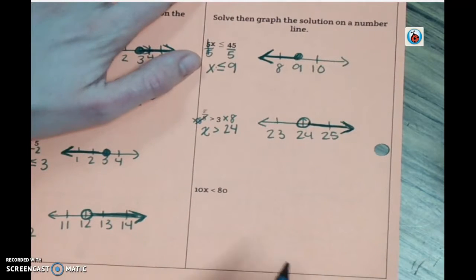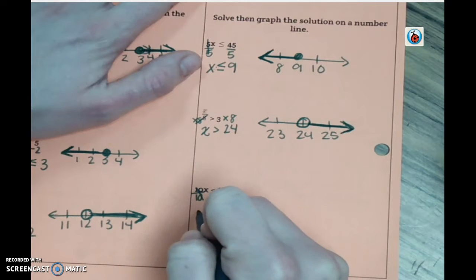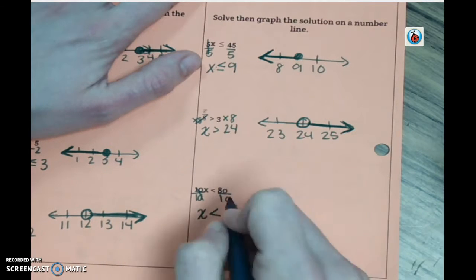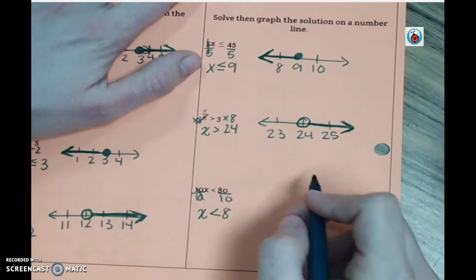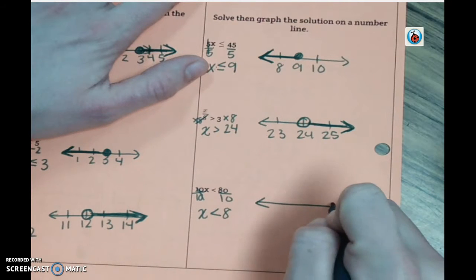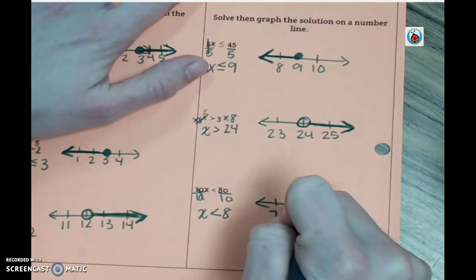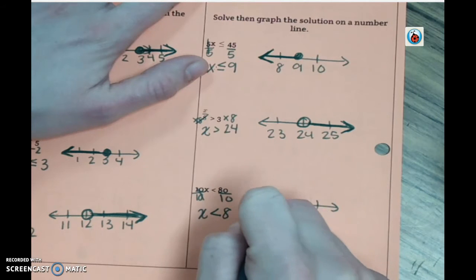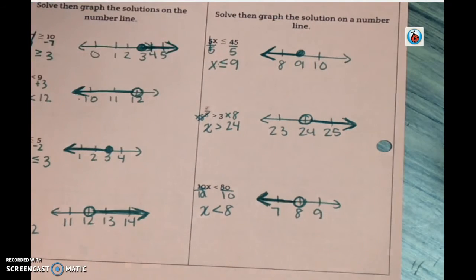Our last one, the opposite of multiplying by 10 is dividing by 10. 80 divided by 10 is 8. So x is less than 8. We keep the circle open because it's less than. And we're going to the left with our arrow. And that's all you have to do.